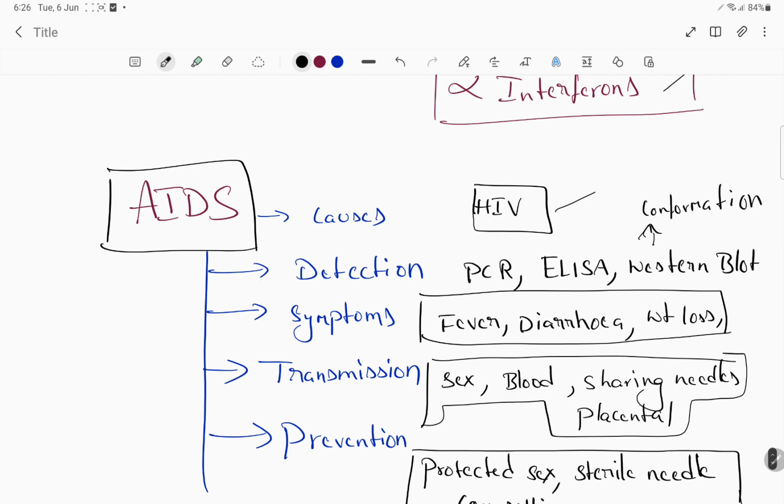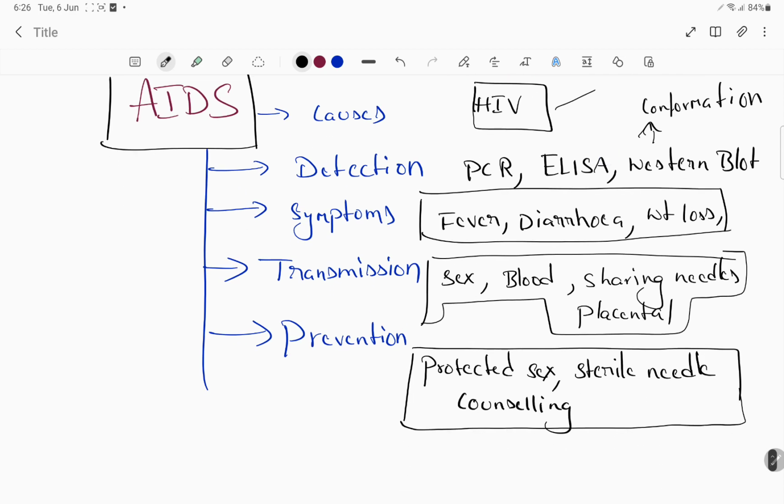So these are the things regarding human health and disease, the two major causes, AIDS and cancer.